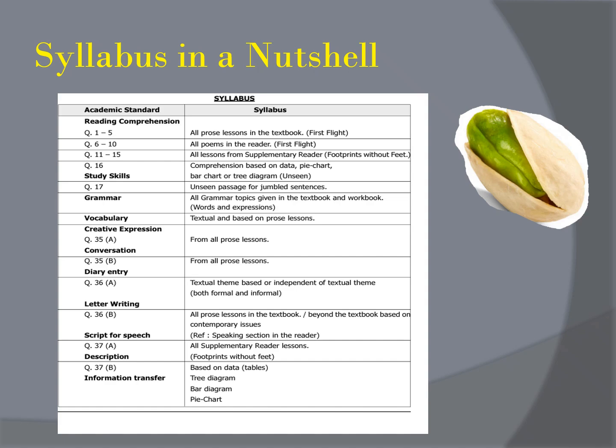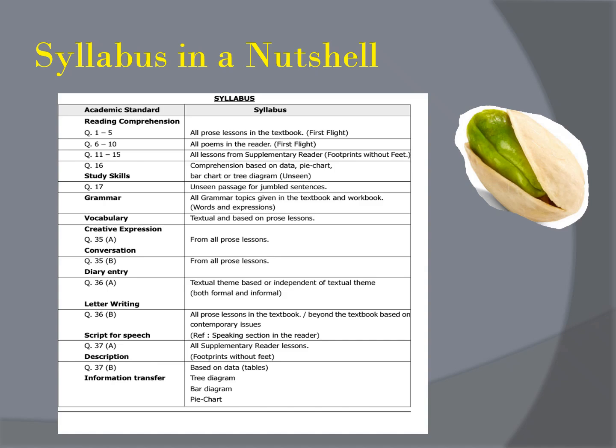For 36A letter writing, the input may be textual or independent of textual theme. And here, both formal and informal types of letters will be tested. Coming to 36B, which is script for speech, all prose lessons in the textbook or beyond the textbook may be taken for the question, and the reference units will be all the speaking sections in the reader.